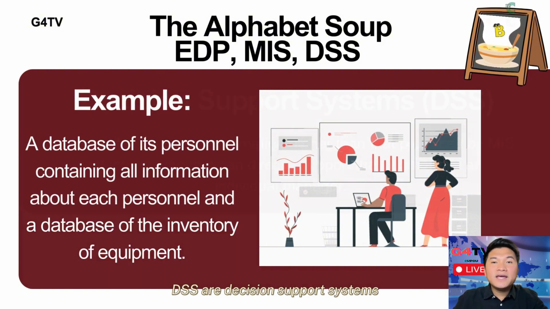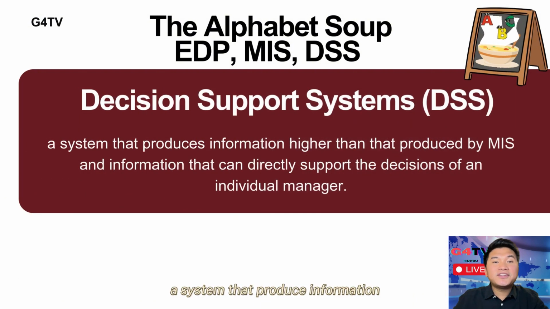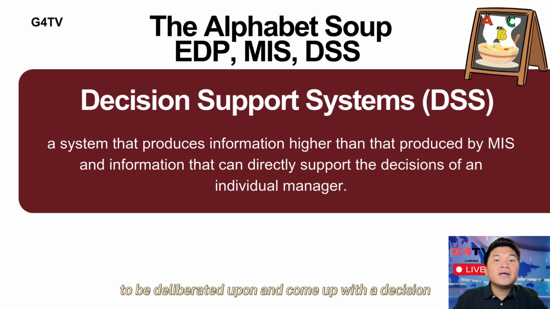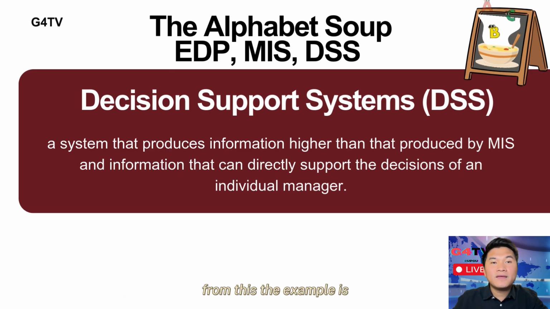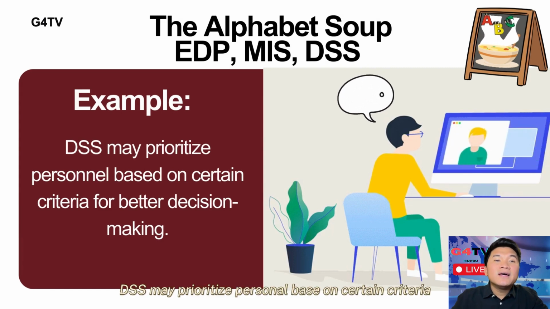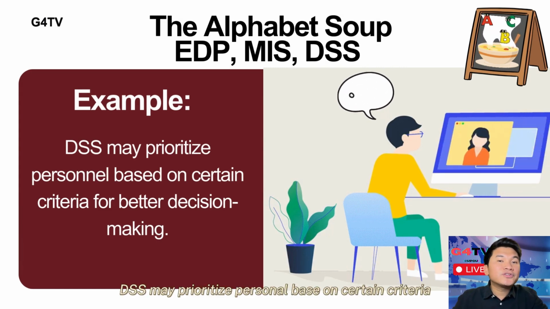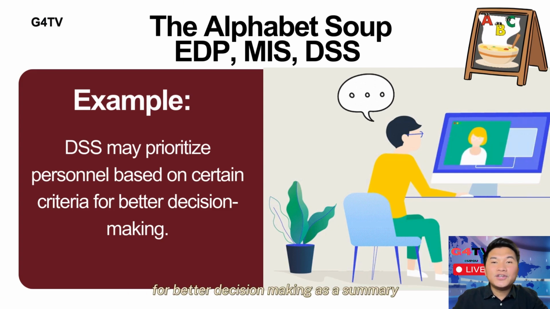In the MIS setup, the system can now generate a list of personnel that can possibly still take a newly acquired equipment. DSS, or Decision Support Systems, is a system that produces information higher than that produced by MIS and information that can directly support the decisions of an individual manager. The information generated by EDP and MIS is not adequate for direct decision making yet. It is more suitable to a group of managers to be deliberated upon and come up with a decision from this. For example, DSS may prioritize personnel based on certain criteria for better decision making.